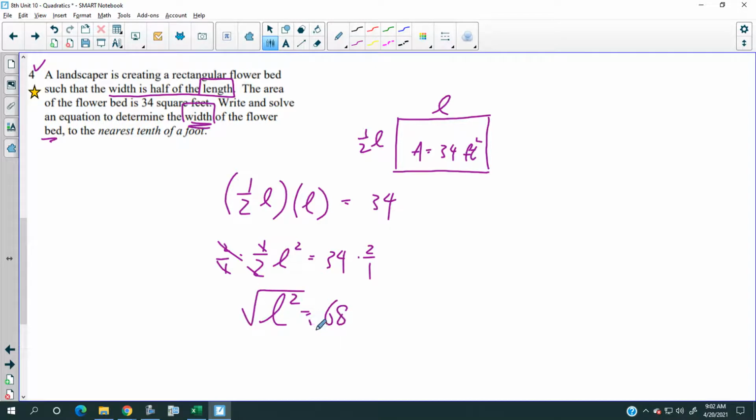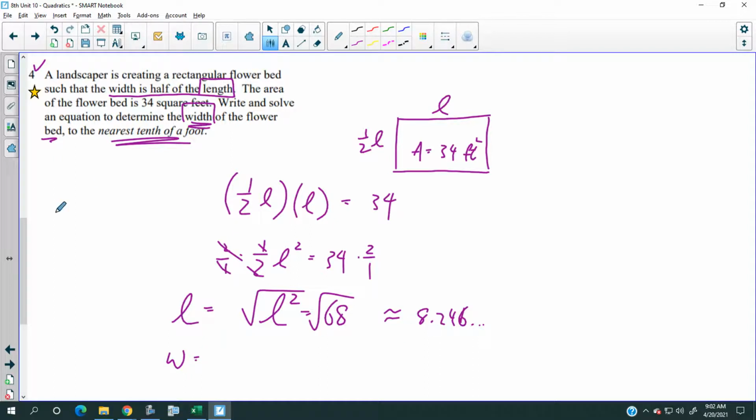Take the square root of that. The square root of 68, I'm just using my yellow calculator. The square root of 68 is 8.246, so on and so forth. Now, did they say round to the nearest tenth? Okay, fine, right? Now, remember, this is the length, right? So I want the width, which is half the length. So I got to take half of this number, okay?